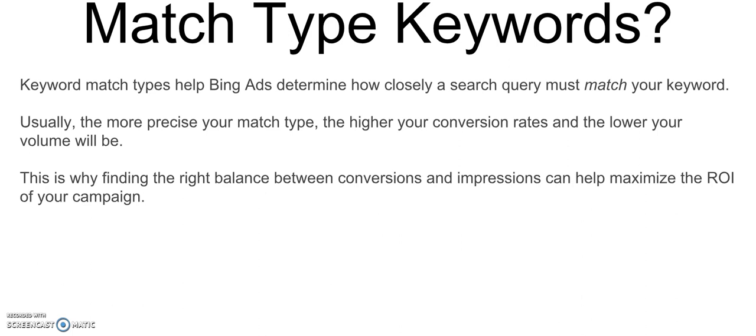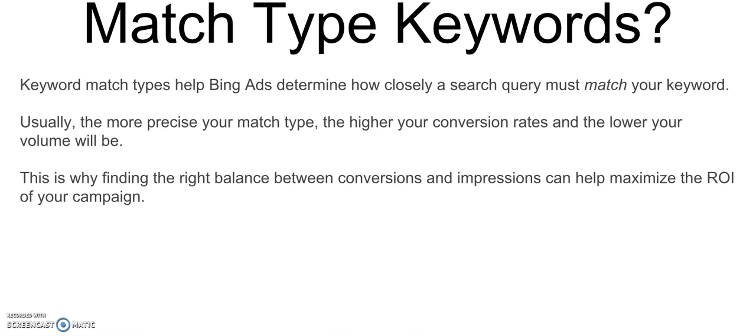So what are match type keywords? Keyword match types help Bing Ads determine how closely your search query must match your keyword. Usually, the more precise your match type, and you guys can pause this and write it down, the higher your conversion rates, but the lower your volume will be. So this is where strategy comes into play. This is why finding the right balance between conversions and impressions can help maximize the ROI of your campaign.